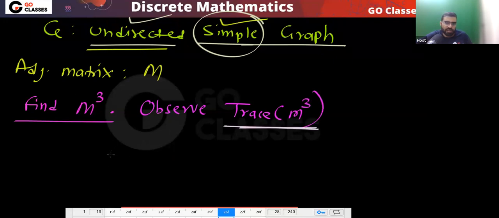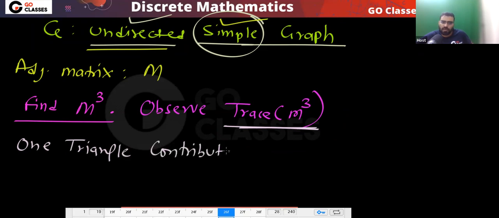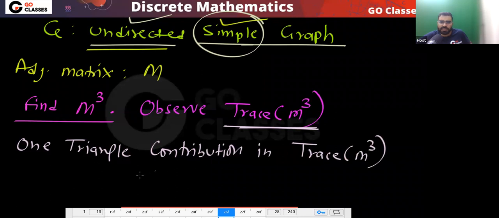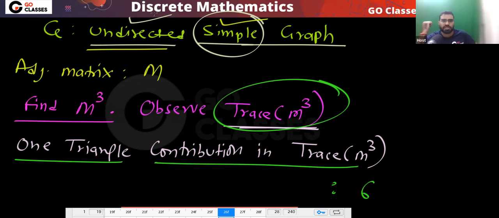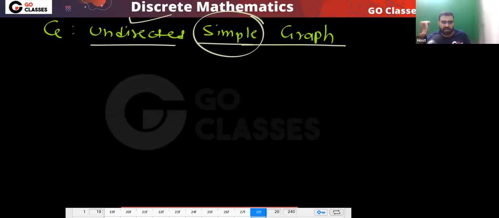Tell me, because of one triangle, in this trace, how much contribution is happening? One triangle contribution in a trace of M power 3. Focus on trace. Trace means summation of the main diagonal. So one triangle contribution in the trace, that is 6. Correct or not? Not up to 6. Exactly 6.